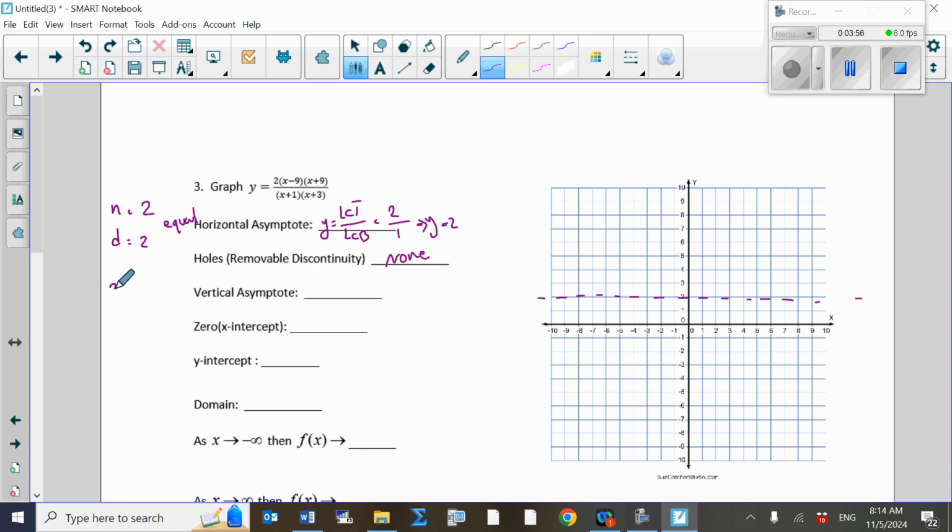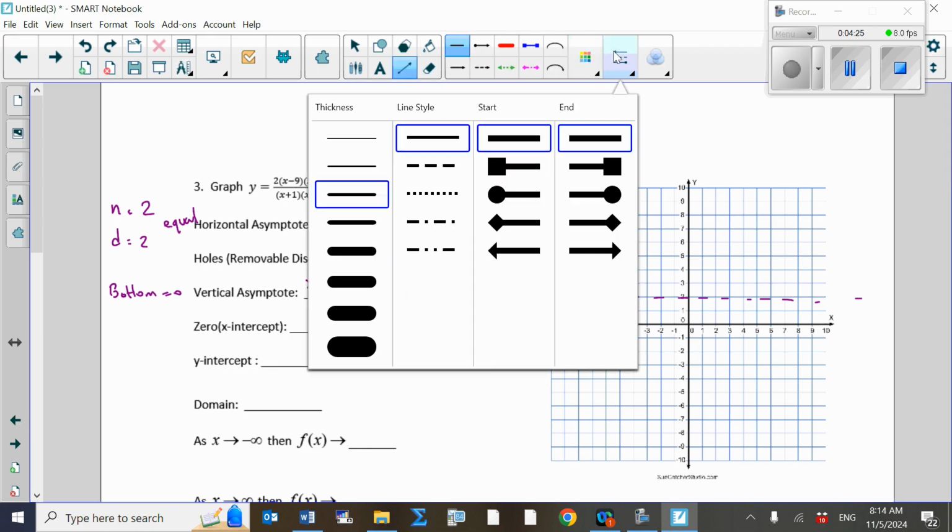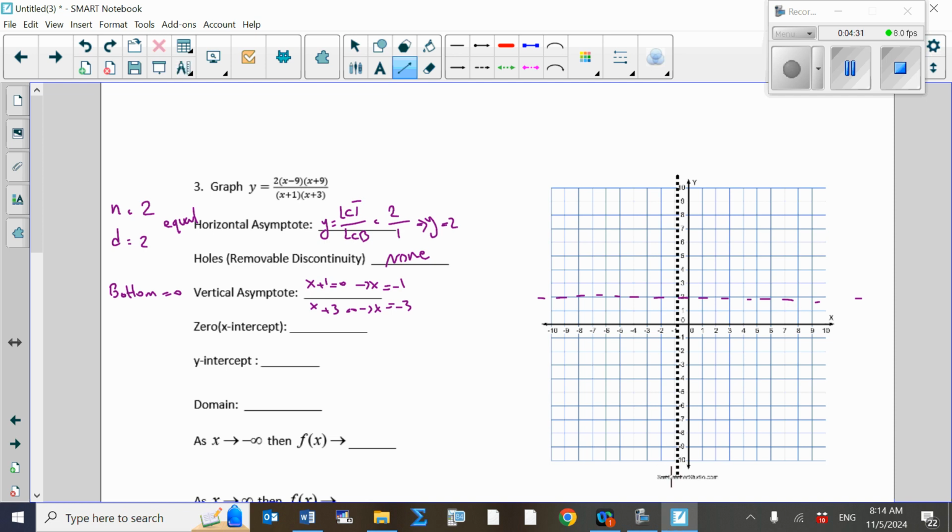To find the vertical asymptote, we need to set the bottom of the fraction equal to 0. On the bottom, we have two factors, so you need to set each factor equal to 0 separately. x plus 1 equal to 0, x equal to 1, and x plus 3 equal to 0, x equal to negative 3. Oh, sorry, the first one was x equal to negative 1, and this one is negative 3. So we have two asymptotes here. One is at negative 1 here. The other one is at negative 3. So we have two vertical and one horizontal asymptote.